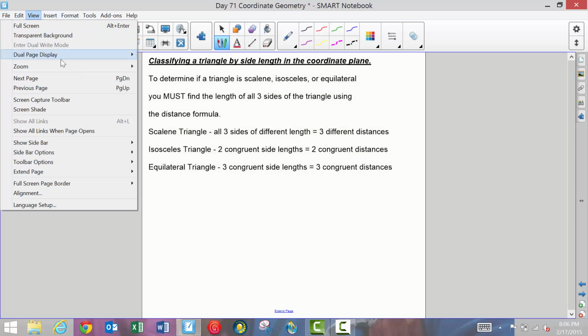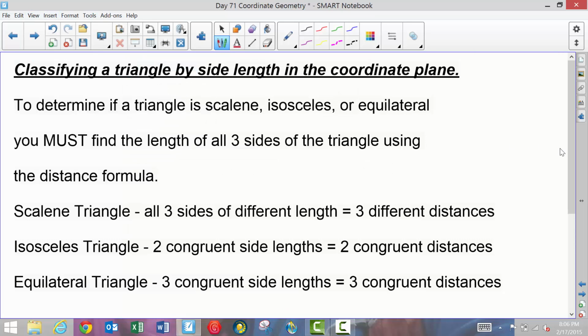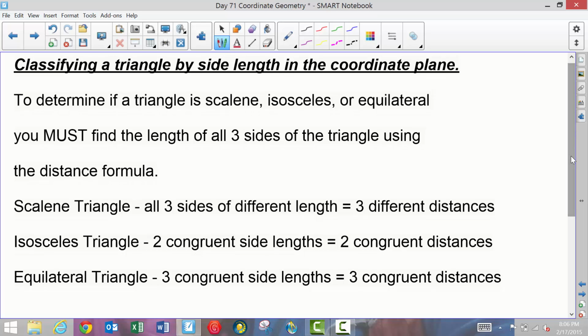So we're going to work with triangles. Let's zoom in. So we can classify a triangle by side length in the coordinate plane. So if we want to tell a person if the triangle in the coordinate plane is scalene, isosceles, or equilateral, you have to use the distance formula 3 times. So a scalene triangle has all sides being of different length. You have isosceles triangle where you have 2 and only 2 sides being congruent, and equilateral where all 3 sides are congruent. So in order to tell me if a triangle in the coordinate plane is scalene, isosceles, or equilateral, you have to do the distance formula 3 times.